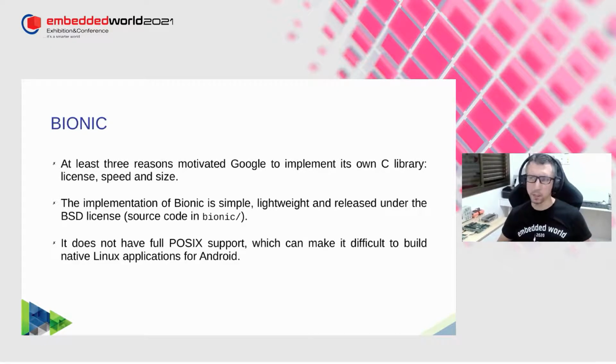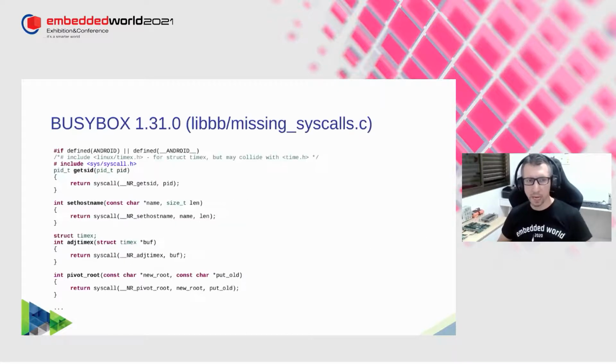The implementation of Bionic is really simple, but it's good to know that it doesn't support the full POSIX. So what happens sometimes is that you need to adapt your code, your native code, to run on Android. So this is just an example, a snippet of code from Busybox, where you have some ifdef ANDROID adapting the code to run on Android. That's because Android doesn't follow POSIX. So you have some system calls missing, for example, or the behavior of some system calls is not the same as you would expect on a POSIX system.